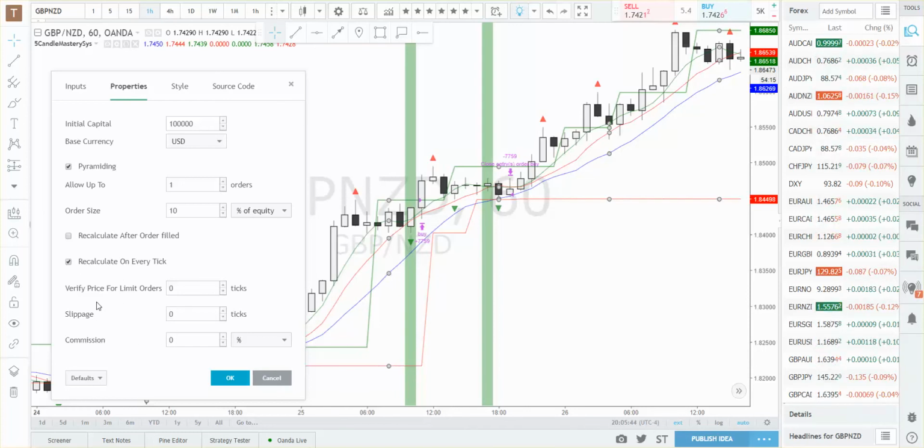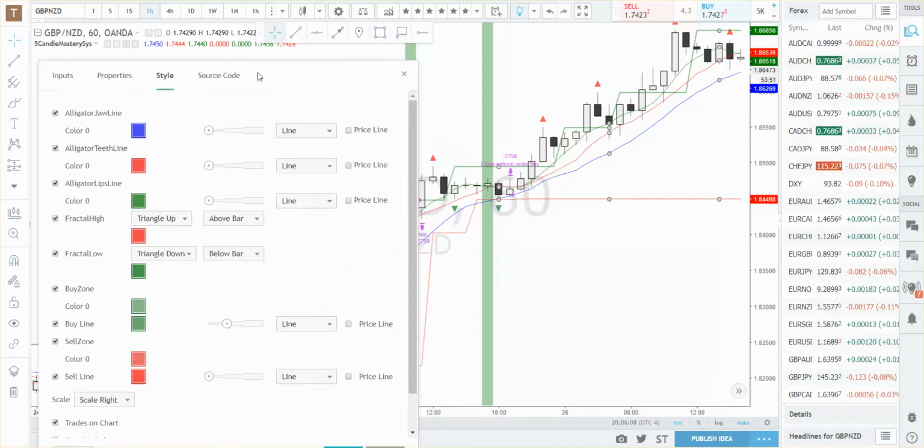And I haven't really played around with these, but you can add slippage and commission. You can add commission also as a percentage or per order or per contract. You can change this as well. You can make this contracts, US dollar or percent of equity. Currently it's just defaulted to percent of equity.